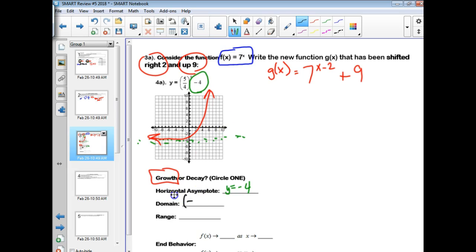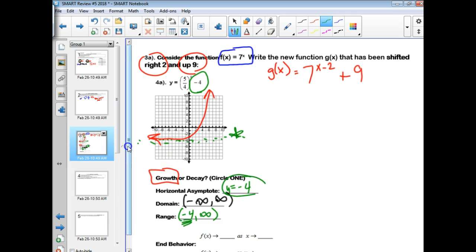Domain is left to right, negative infinity to infinity. Now, you might be confusing the new logarithm graphs. Yeah, so we got to be careful here. Range: -4 to infinity. One thing I noticed is the equation for the asymptote and the beginning of my range, they're all the same number.